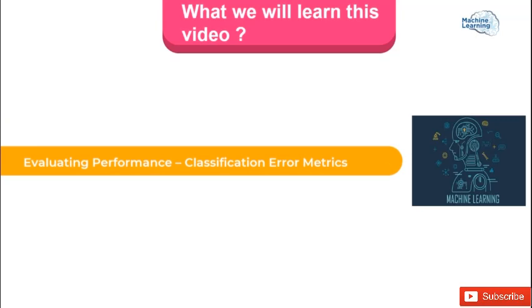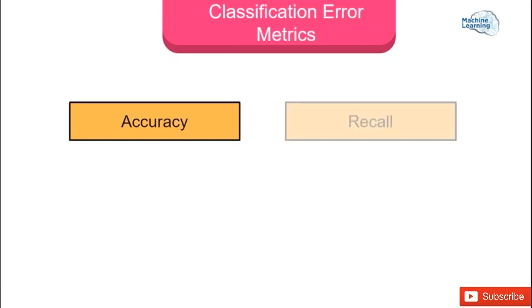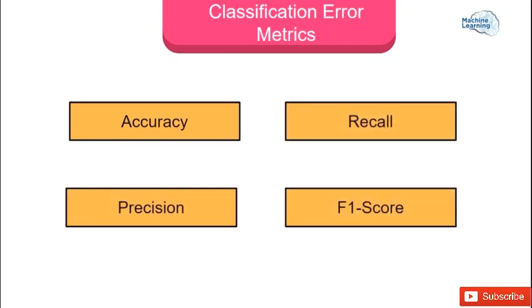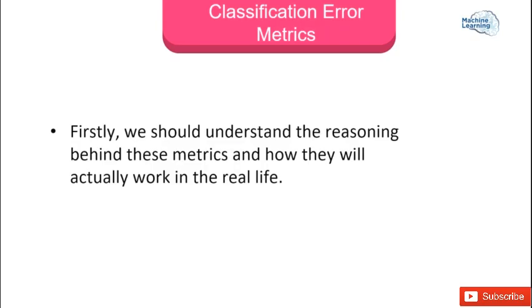So what are these classification metrics and how are we going to be using them? Now, the key classification metrics that we should understand are accuracy, recall, precision, and F1 score. First off, we should understand the reasoning behind these metrics, and also that'll give us a clue as to how they actually work in real life.